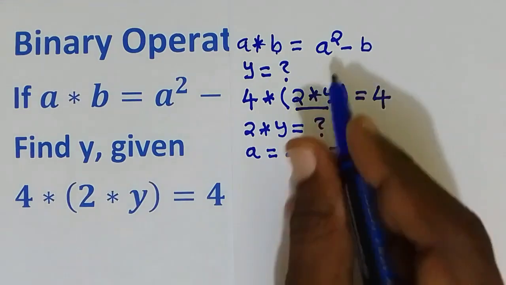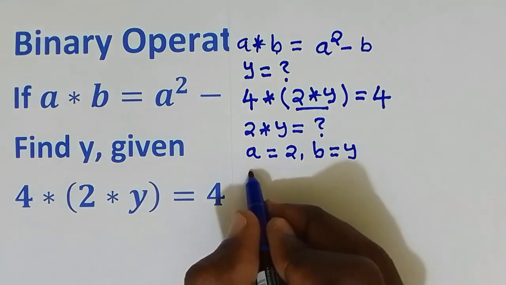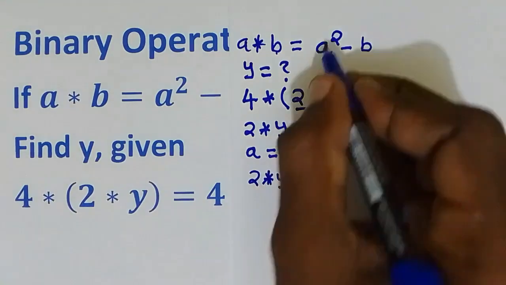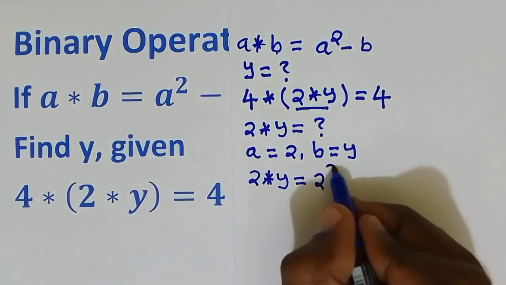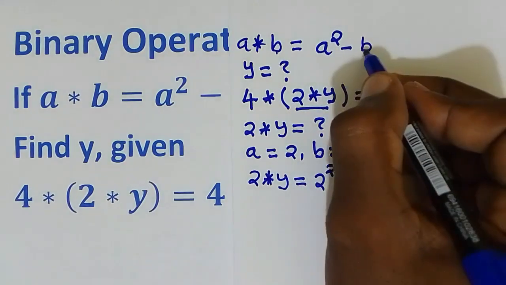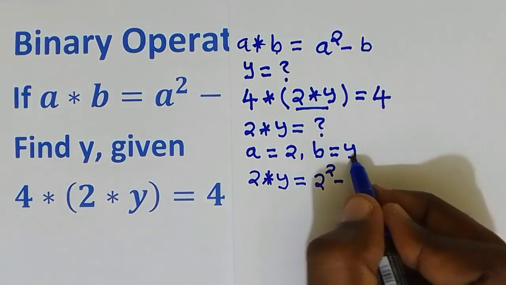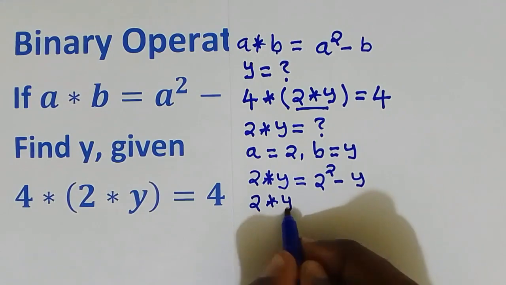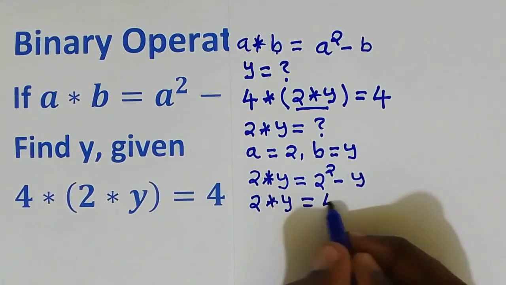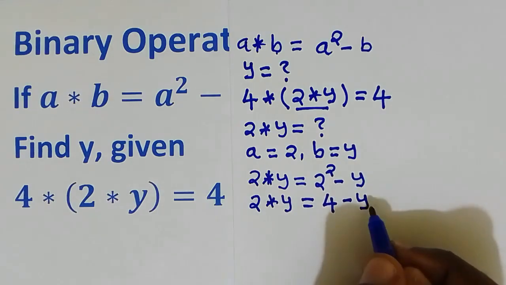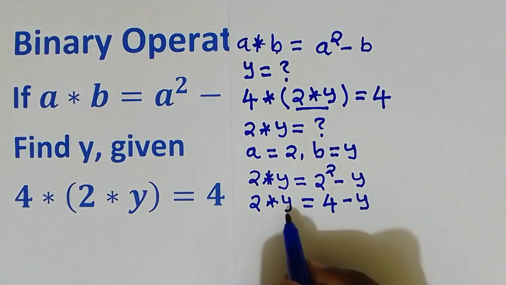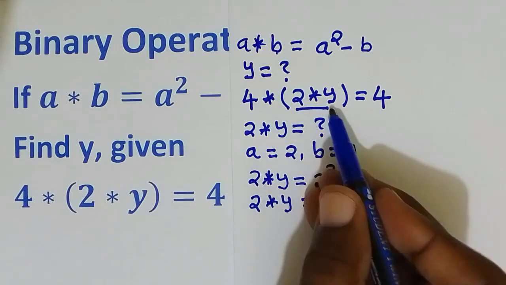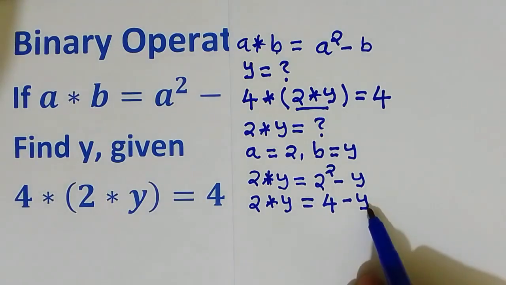Let us substitute to our equation. So 2 star y, this is equal to a is equal to 2, that is going to be 2 square, minus b is equal to y, that is minus y. So 2 star y, this is equal to 4 minus y. Now, the value of 2 star y in this bracket is equal to 4 minus y.